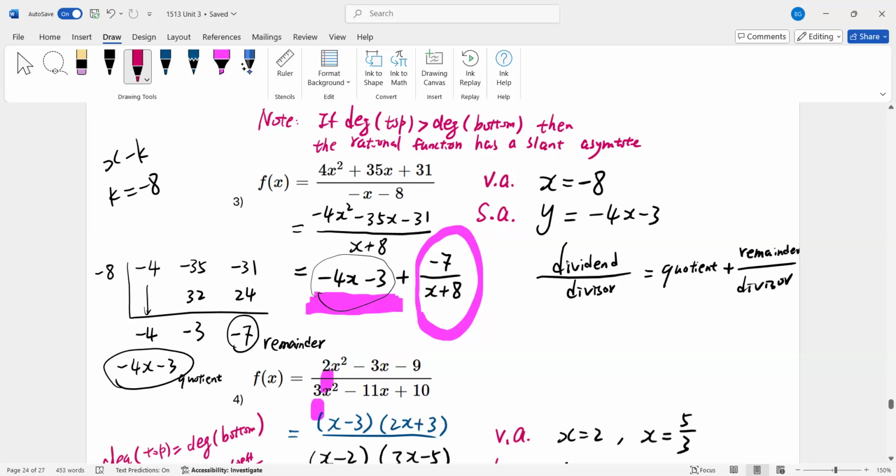For the vertical asymptote, it's just the zero that makes the denominator be 0. It's not a hole, okay? If a value makes both top and bottom be 0, then the rational function has a hole at that value. If the value only makes the denominator be 0, then the function has a vertical asymptote at that value.